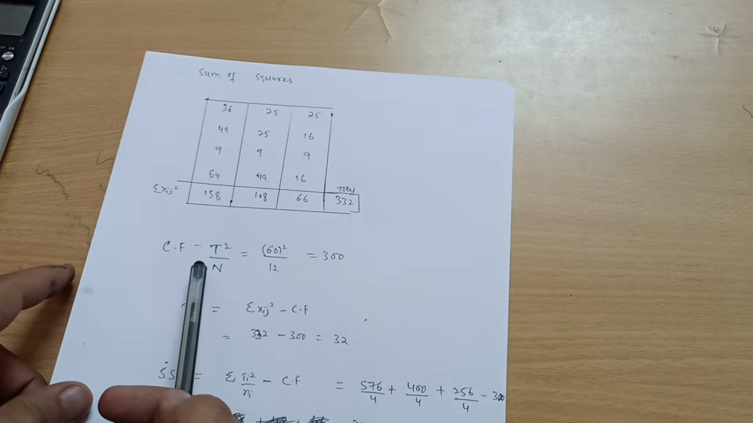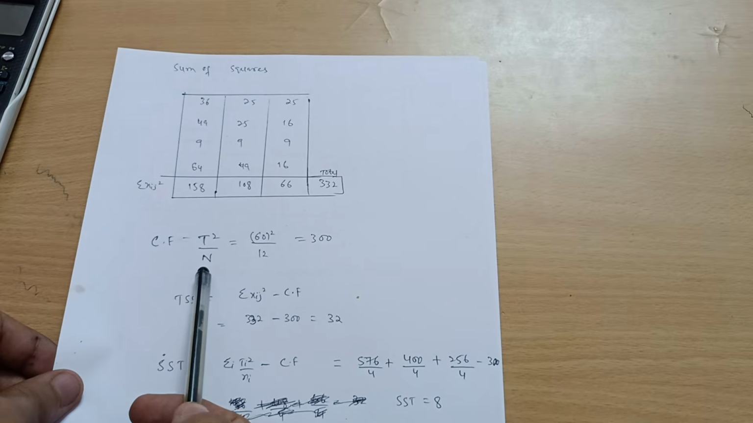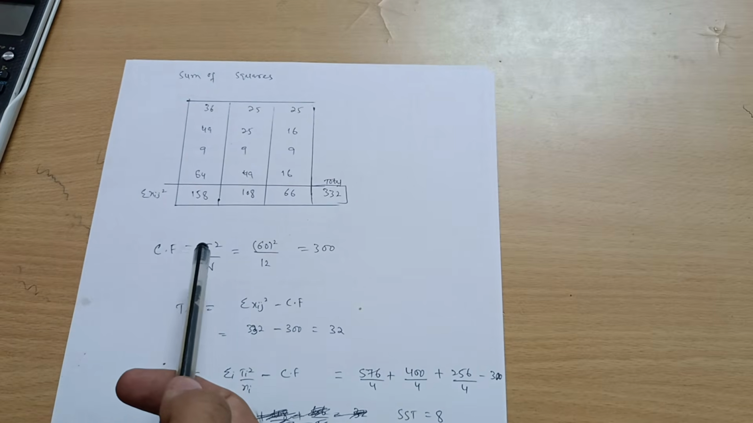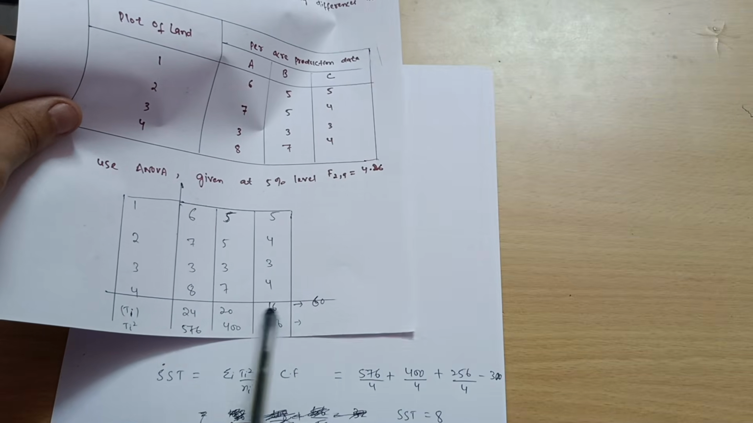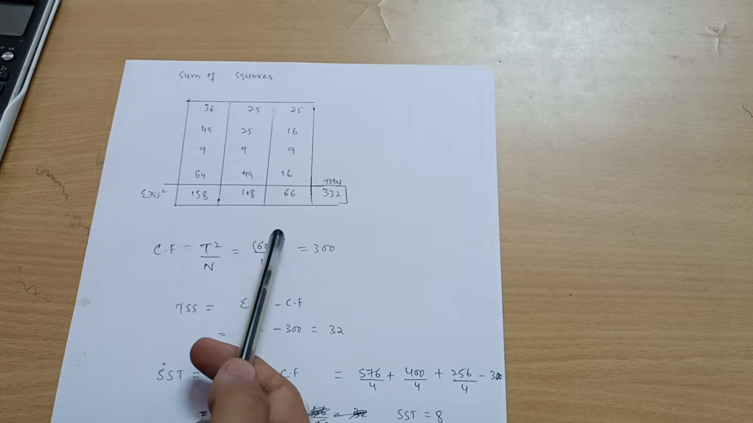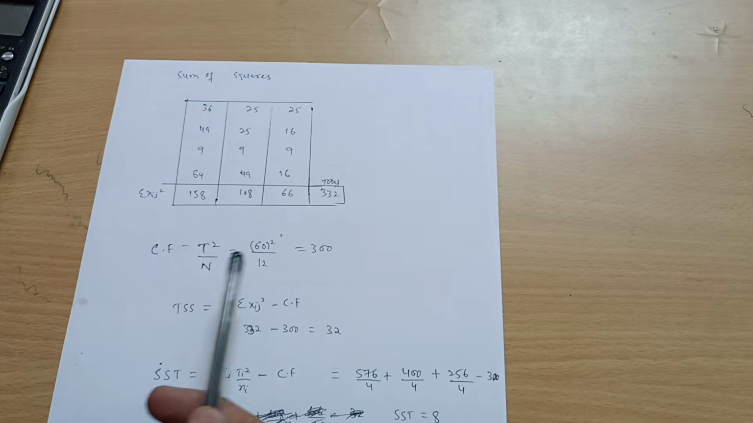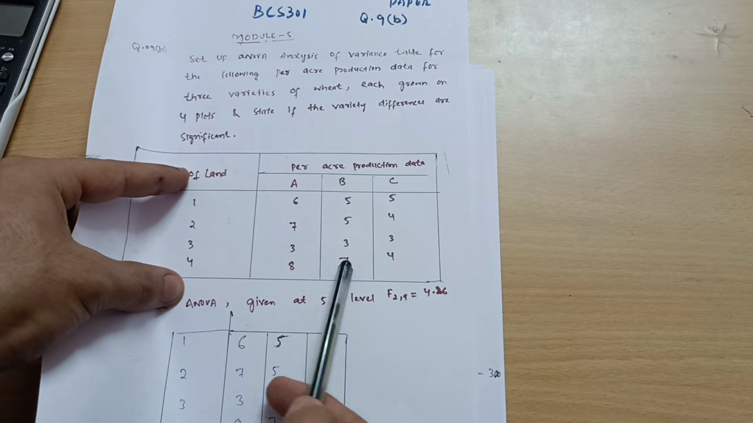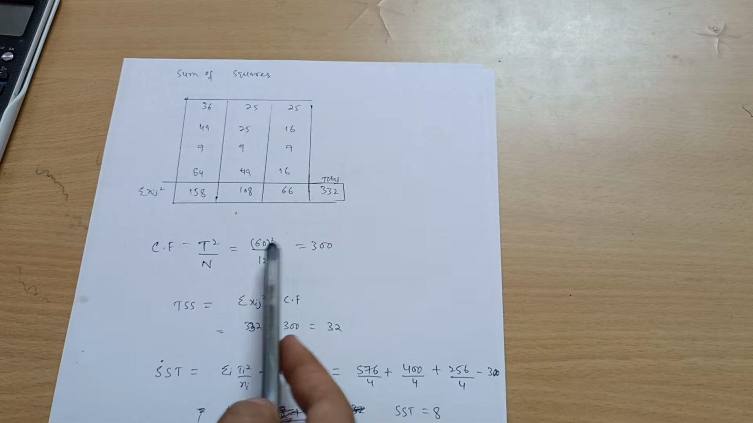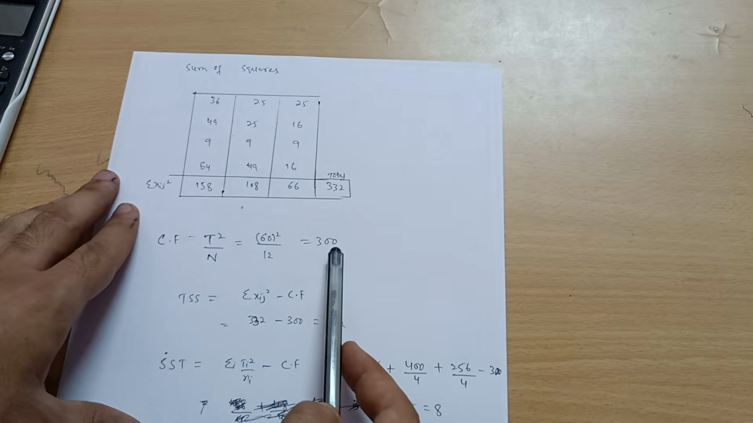Now you already know the formulas. Correction factor is equal to T square by N. How much is T? We have calculated here, T is equal to 60 by summing these terms. So 60 square divided by 12. N is the number of observations. See here, 1, 2, 3, 4, 5, 6, 7, 8, 9, 10, 11, 12. By dividing this, you will get 300.